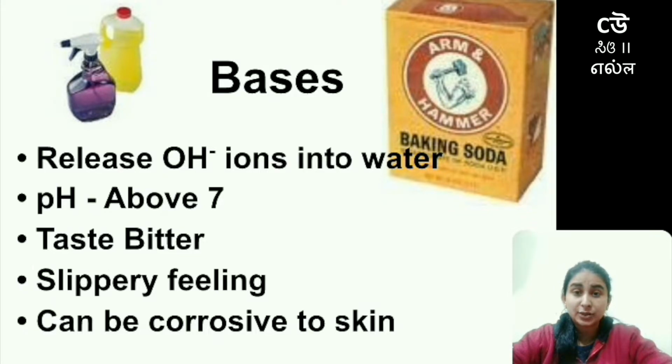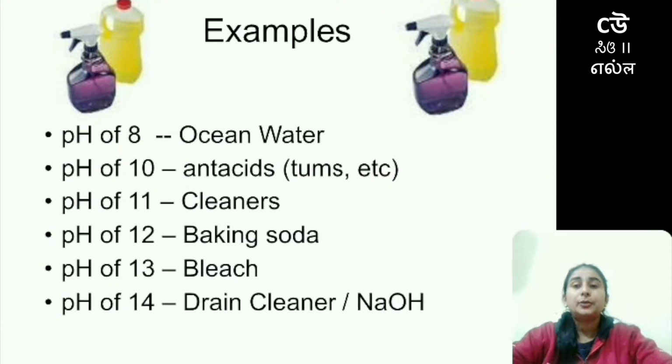Talking about their pH value, every single substance which is a base will have a pH value above 7. Taste wise, they are bitter, they are very slippery when you feel it, and they can be corrosive to skin. That means they can cause some damage to our skin. So here we have different substances which are all bases having different values of pH. We have ocean water whose pH value is around 8.